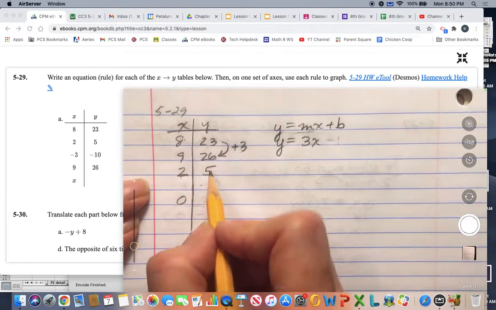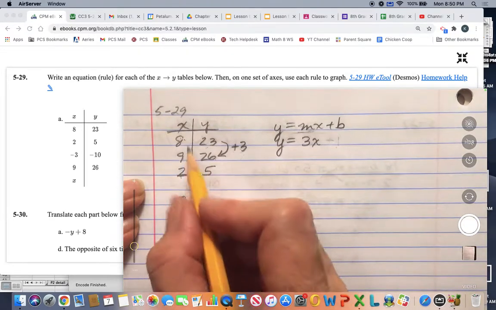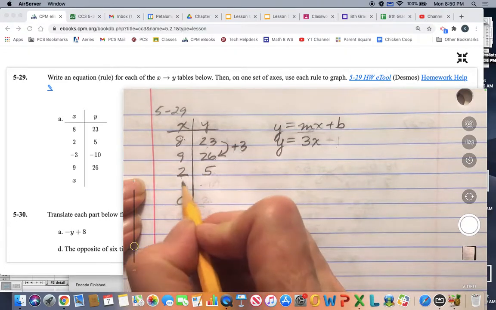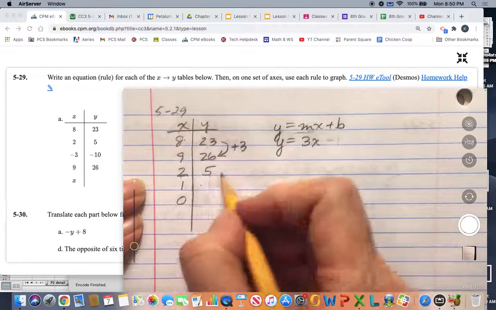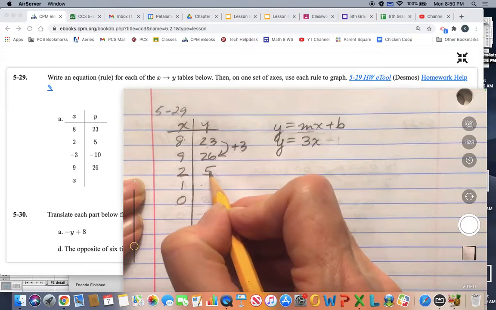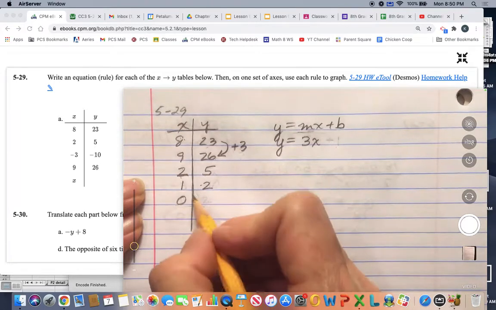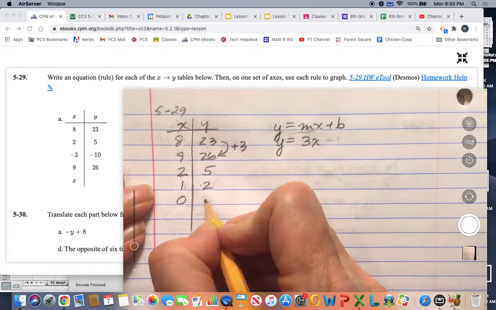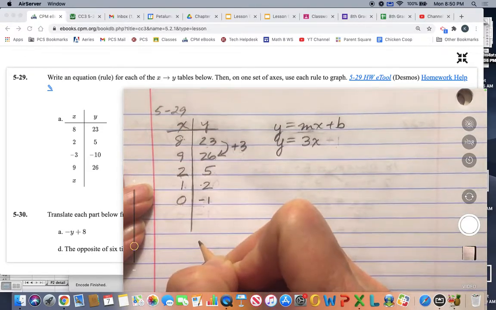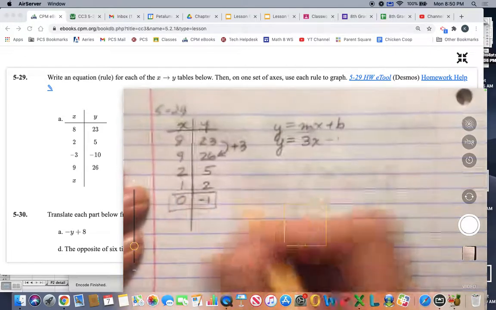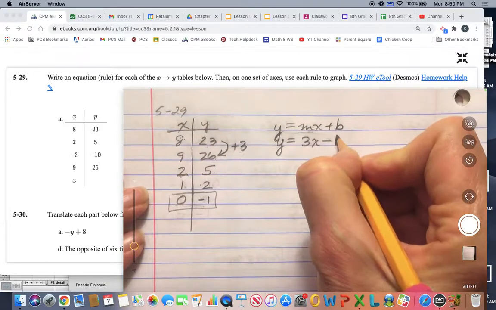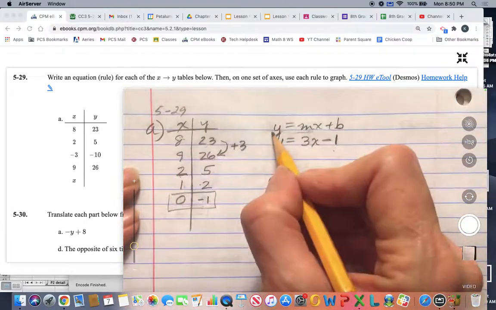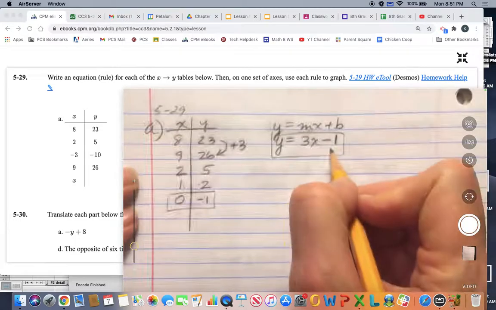Okay, so we know that it increases each time when x goes up, but it decreases by 3 every time you go down. So if we go from 2 to 1, then this should decrease from 5 to 2. And we know if we go from 1 to 0, this should also decrease by 3 again. And so we'd get -1. So now we know what figure 0 is, and we can write that into our equation. So here's our rule for A. Our rule for A is y equals 3x minus 1.